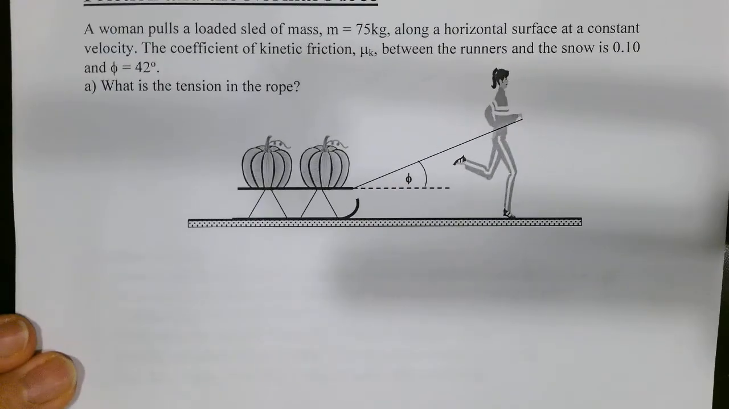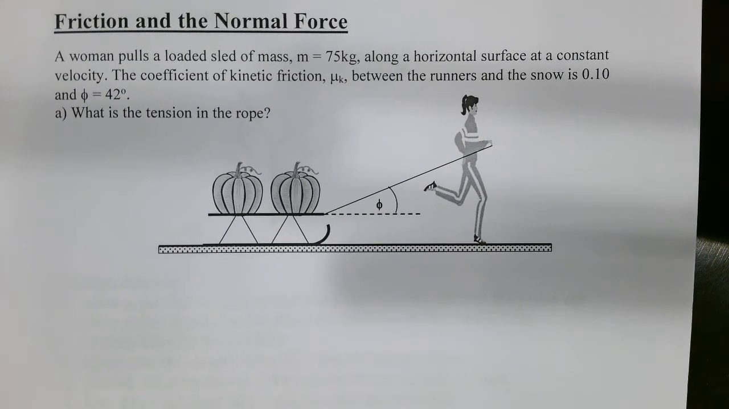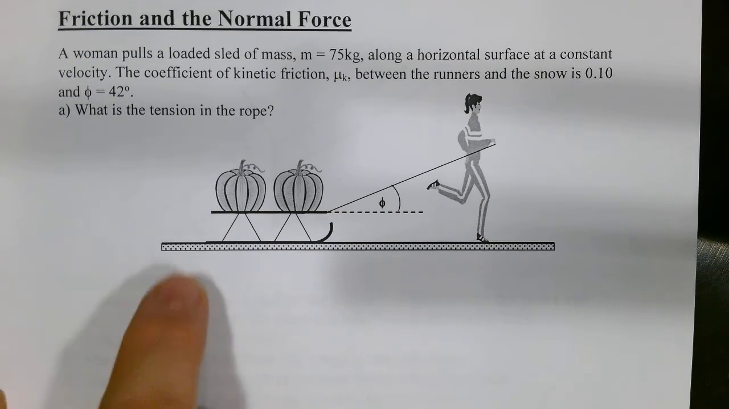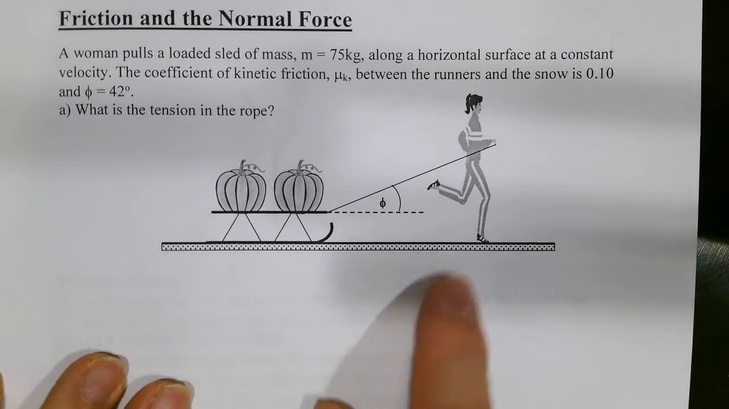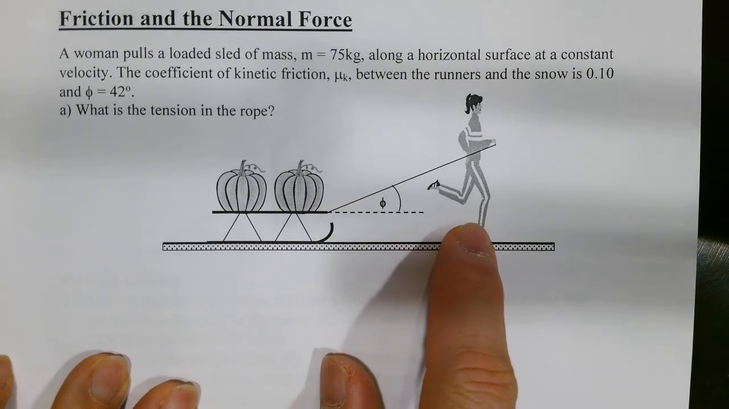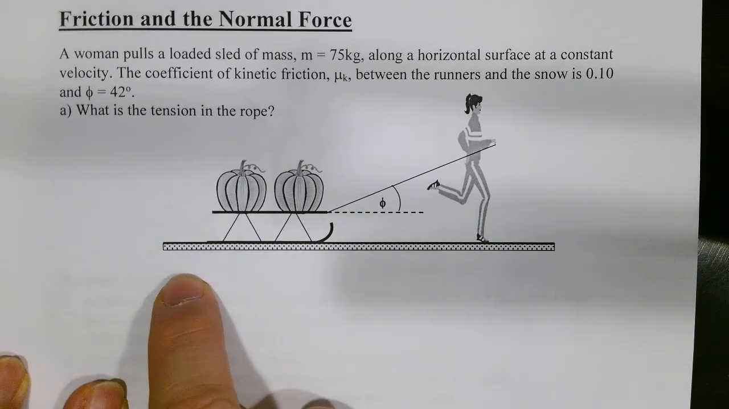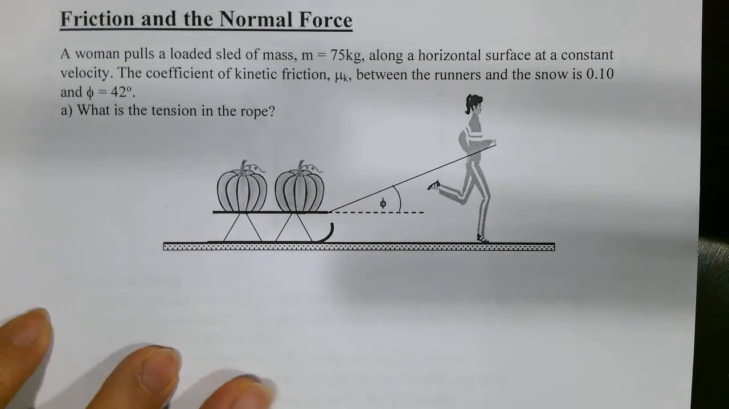So here's an example problem. Friction and the normal force. A woman pulls a loaded sled of mass 75 kilograms along a horizontal surface at a constant velocity. And this is like a main line problem. Like you only see this thing happening in main line, where a woman wearing a Gucci jogging suit is pulling a sled with 2 pumpkins along the street of Lancaster, right?